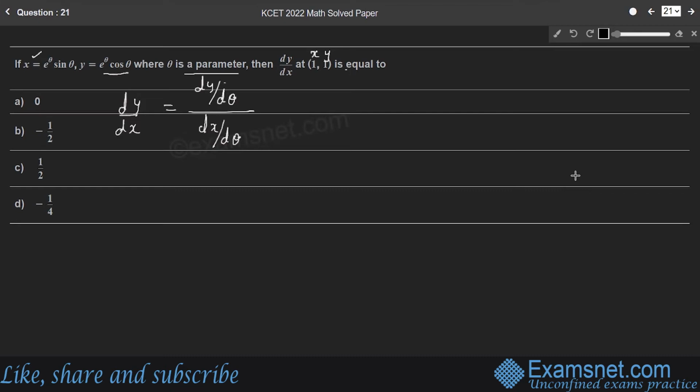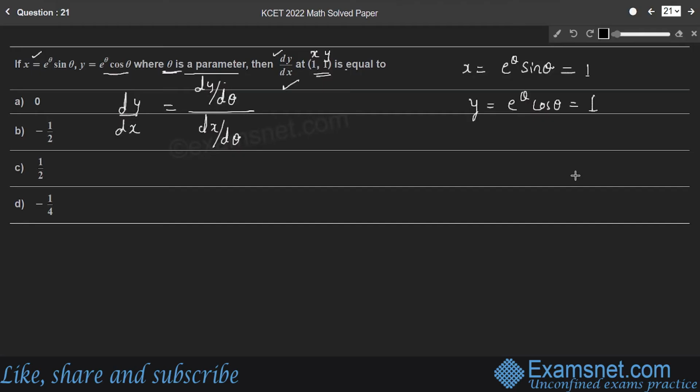Let us find dy by d theta and dx by d theta separately. These values depend on the value of theta, so let us find the value of theta by taking x is equal to e raised to theta into sin theta. Here the question is to find dy by dx at (1, 1). Therefore, we equate x to 1 and y is equal to e raised to theta into cos theta. So y is also equal to 1. When the value of x is equal to 1, y is also equal to 1. Then what is the value of dy by dx?